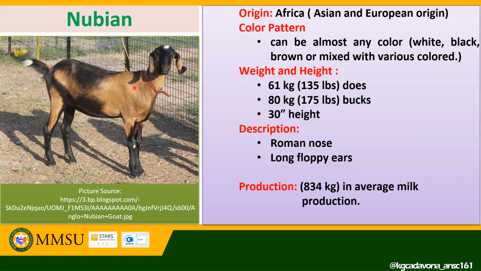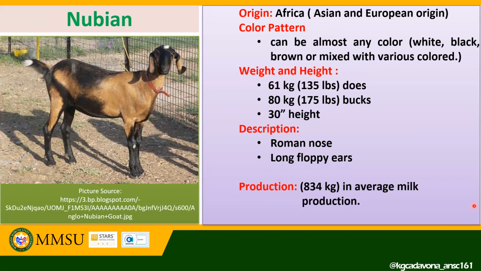So then they can be of any color. So pwedeng white, black, brown, or mixed with various colored, and should have a convex or Roman nose. Okay? So ito yung parang pinaka-common or pinaka-distinct na characteristic ng mga Nubian. They have Roman nose.